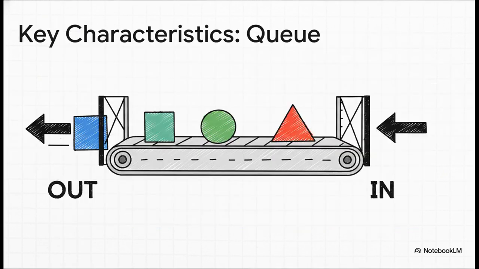This whole idea is called first in, first out, or FIFO for short. It's the defining characteristic of a queue. You always add new stuff to the end of the line, and you always take from the front. This makes it perfect for things like managing a to-do list of tasks or handling incoming requests on a server.